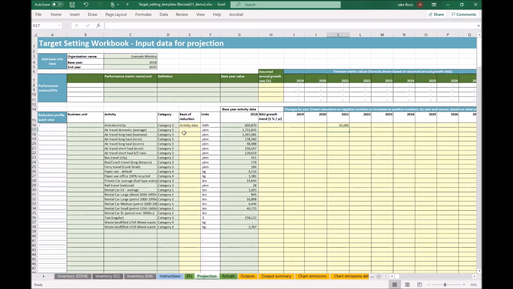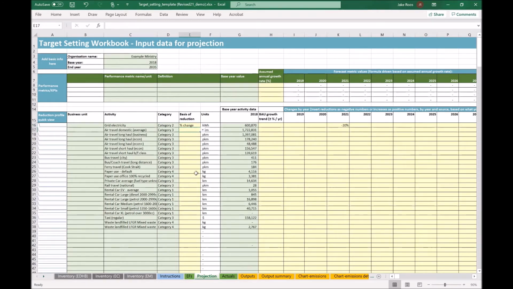However, there's another way to do it, and that's relative to the previous year. So you might say instead, I expect in 2021 that we will use 20% less electricity than the year before. So enter -20 instead. Okay, but you have to change this basis of reduction to percentage change. So there we are. We've got a percentage in there.